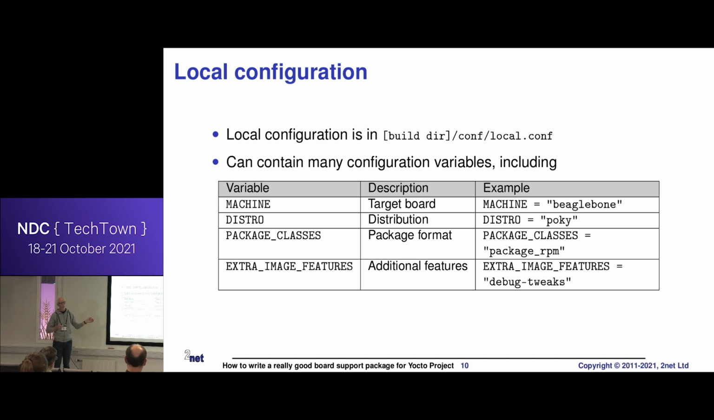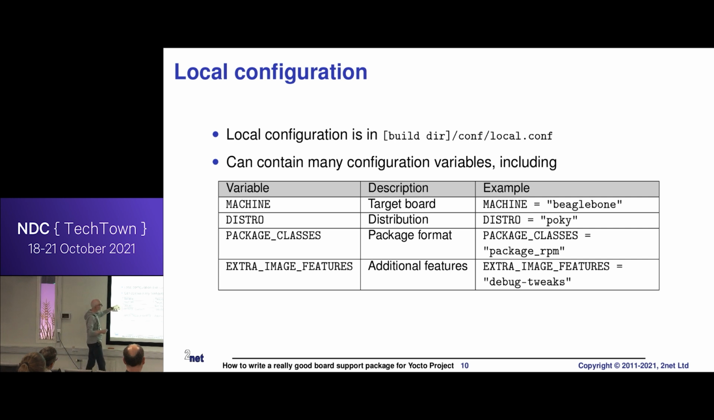And then within that build directory, there is a configuration directory called conf. And there's a bunch of configuration files in there. The main one is called local.conf. And it's within the local.conf you set up what it is you want to build. So you have to go and edit this with a text editor.